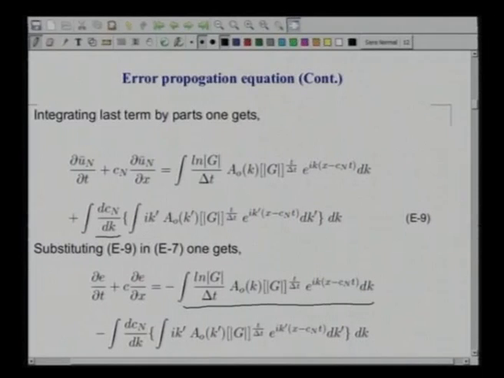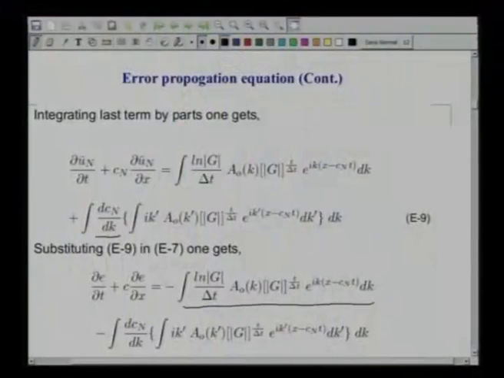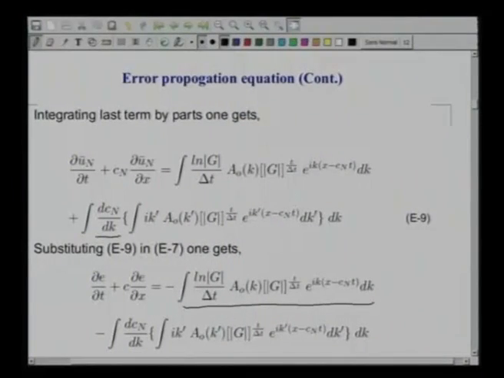So, what it actually tells you very clearly is that if you really want a well behaved algorithm, then you must have modulus of g equal to 1. Any numerical scheme for which modulus of g is not equal to 1 will contribute to forcing of error through this term. And the second set of terms tells you that your numerical phase speed is going to be a function of the wave number k.